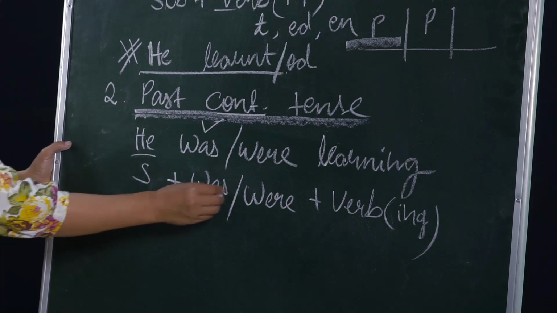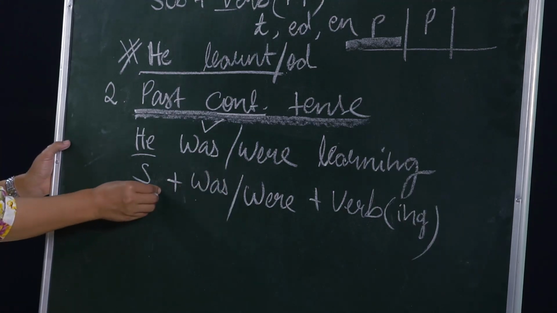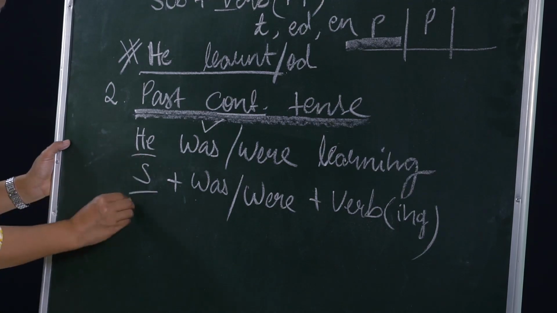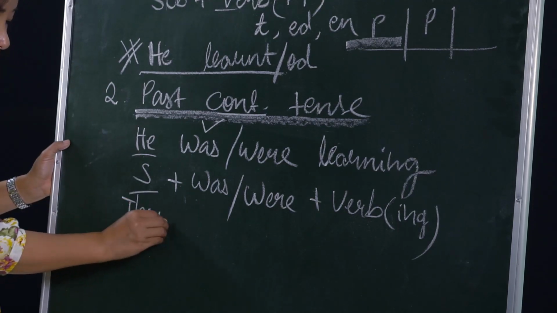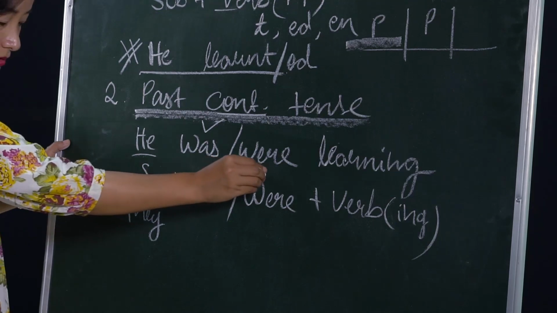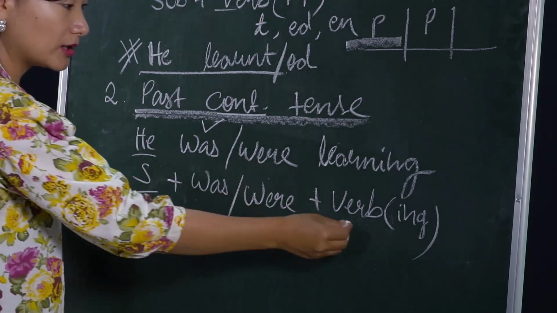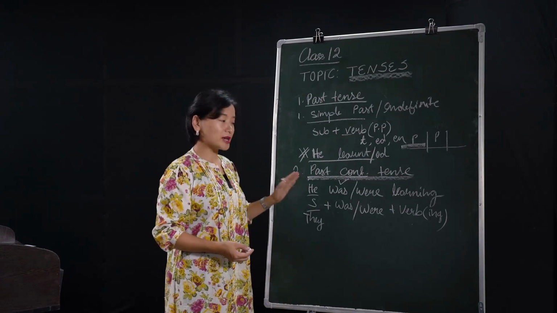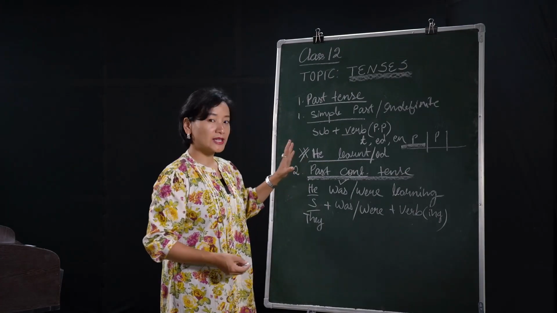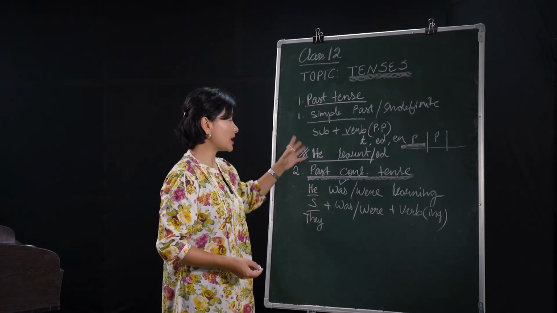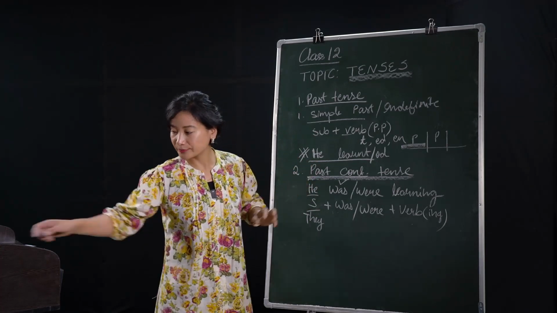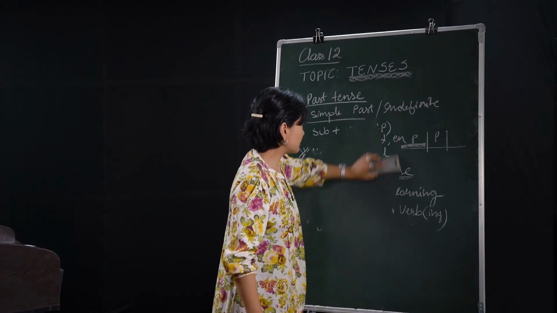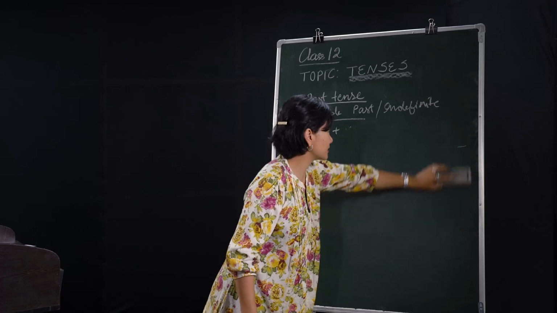Now, why was or were? Because depending on the subject, you would need to choose whether it is plural or singular. Supposing our subject is they, you would choose they were learning and so on. So that's how it should go. That's our past continuous tense. Now let's add that perfect tense in our past continuous tense. So the next topic here is past perfect continuous tense.